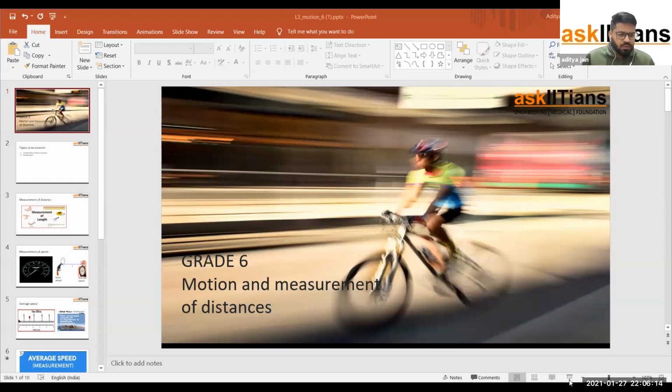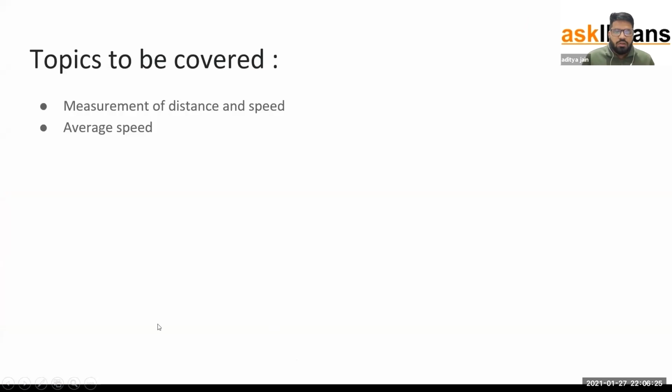So we'll start with the third part of the chapter, Motion, Measurement and Distances. Let's begin. Today we are going to cover 2 topics in this lecture: the first is measurement of distance and speed, and the second is the concept of average speed.